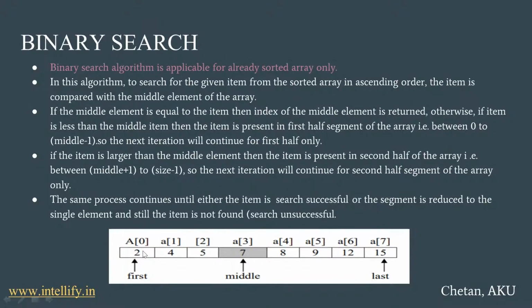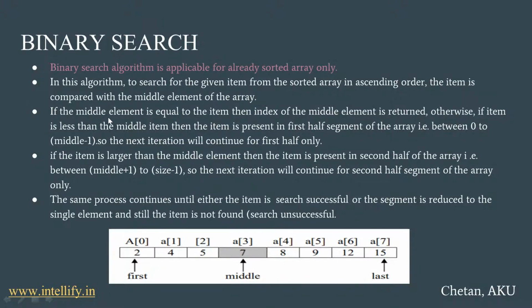If you see the image here, we declare three variables: first, last, and middle. To search for the given item, let's assume we want to search for 12 in the given array. So how does it work? The first thing is to search for the given item from the sorted array in ascending order. The item is first compared with the middle element of the array.